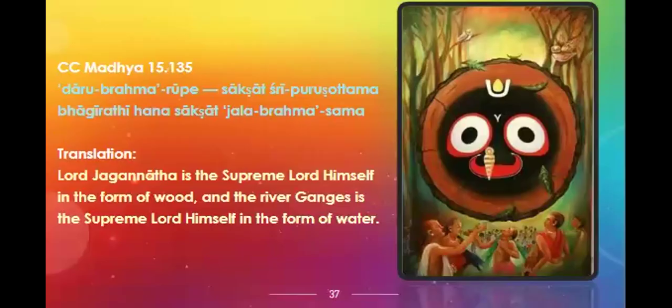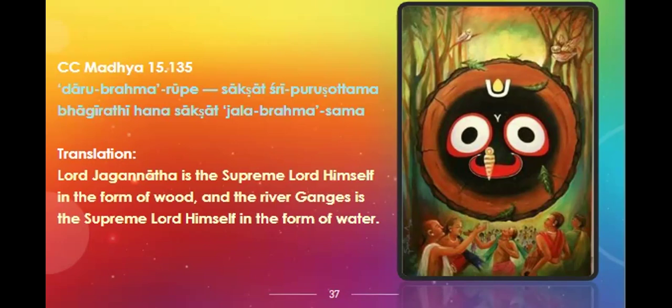Yes, please. Anybody who wants to read this? May I? Yes, please. Hare Krishna Prabhuji. Hare Krishna. Daru Brahma Rupe Sakshat Shri Purushottama, Bhagirathi Haina Sakshat Jala Brahma Sama. Translation. Lord Jagannath is the Supreme Lord Himself in the form of wood, and the river Ganges is the Supreme Lord Himself in the form of water. Hare Krishna. Hare Krishna.